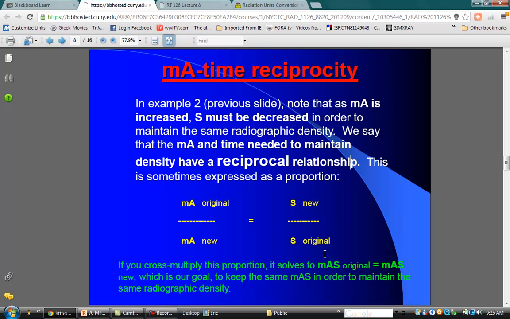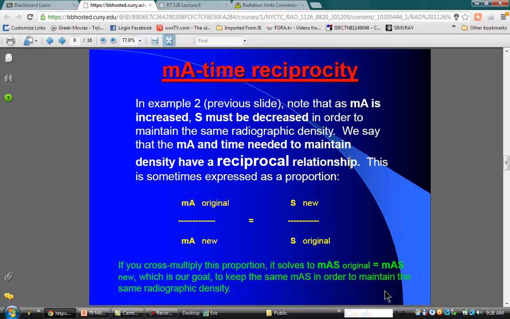We say that the mA and the time needed to maintain density have a reciprocal relationship, and this is what I'm talking about. If you do the math here and you cross multiply, you would have the original mA times the original time, which is mAs, thus the original mAs is equal to the new mA times time, in other words, the new mAs. So our goal in many cases is to keep the mAs the same in order to maintain radiographic density.